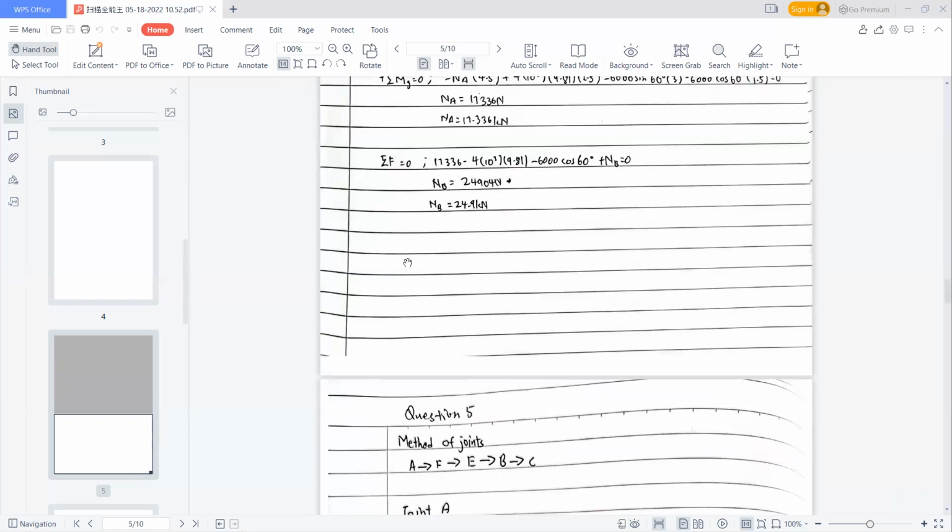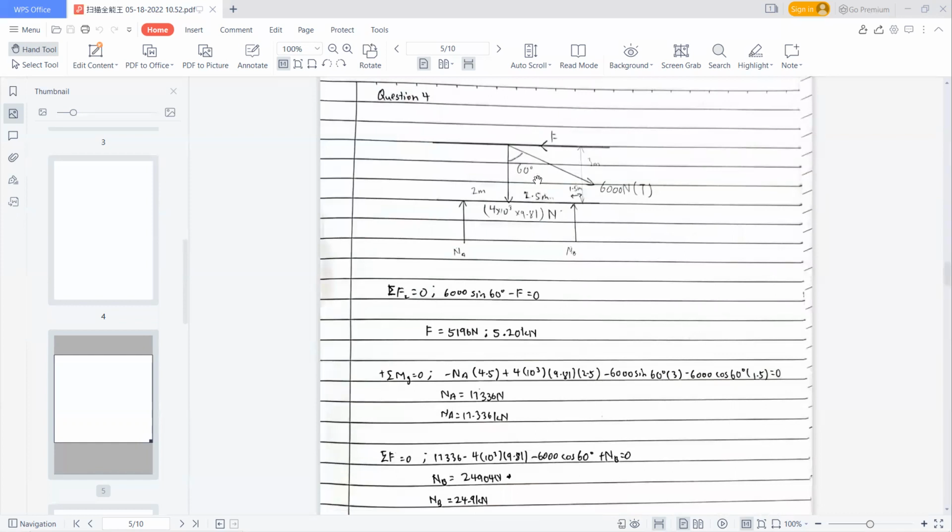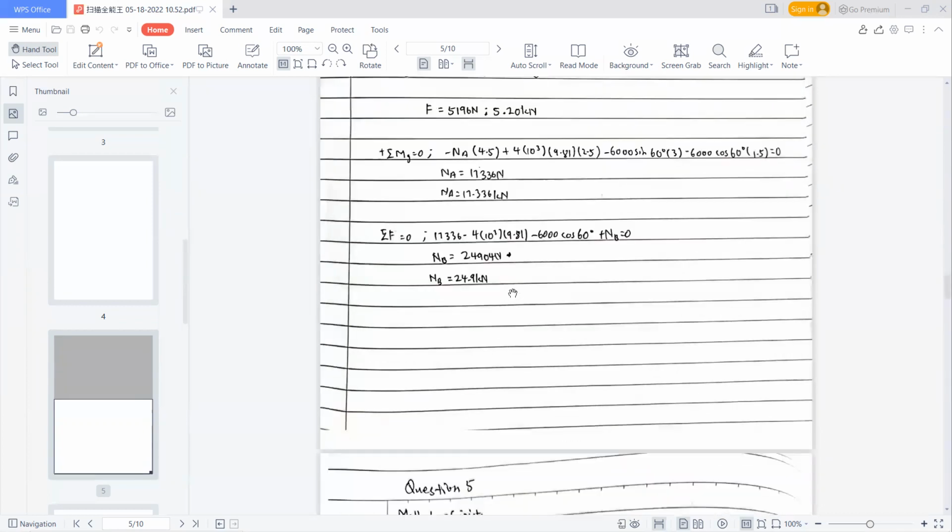And when the sum of force equal to 0, we will find the N for the B. So we will use 17.34 kilonewton minus the force, which is minus the mass times the gravity, and minus 6,000 cos 60, which is the angle here. So we will get the NB, which is 24.9 kilonewton.